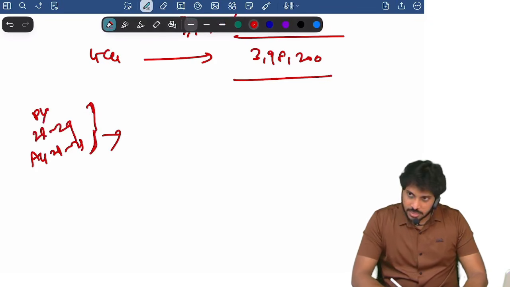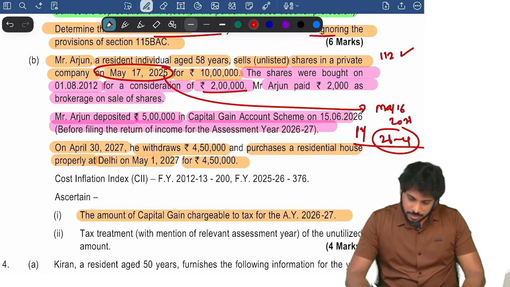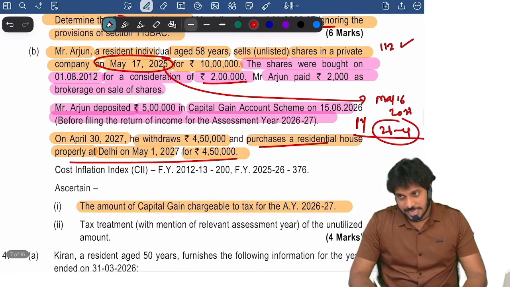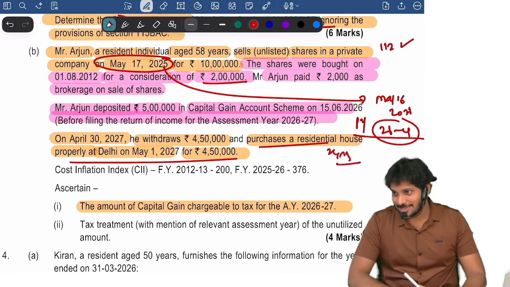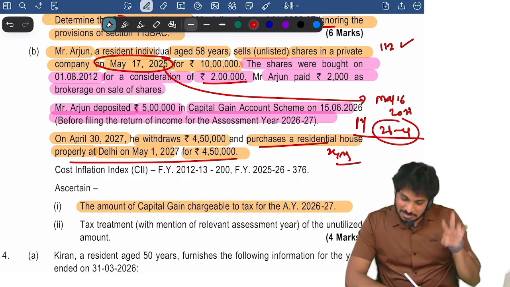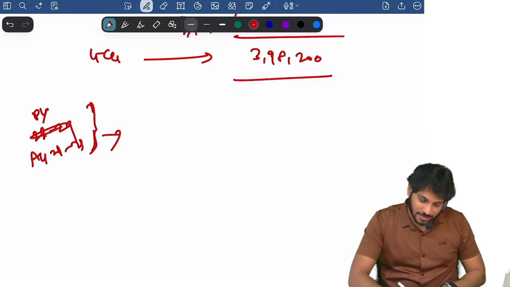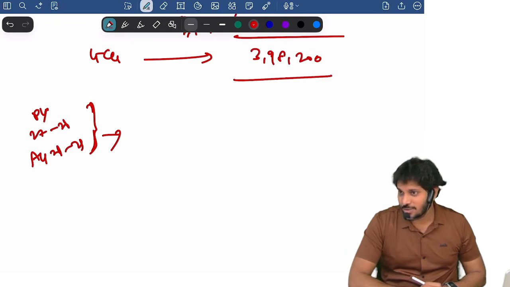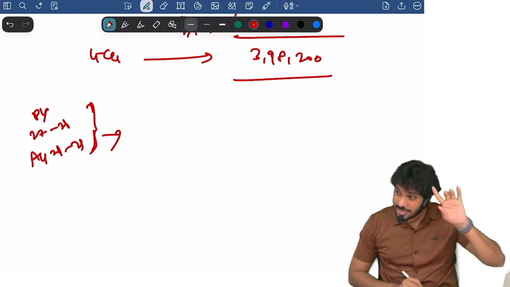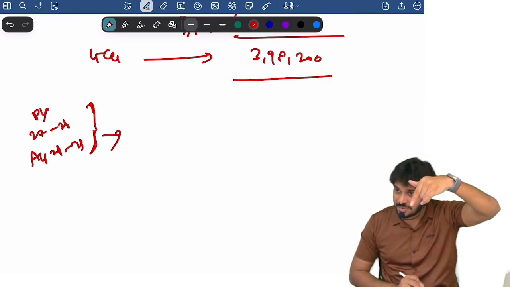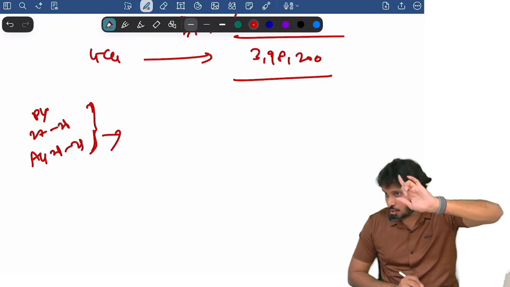Remember, 3 years is the time limit for construction. Yes or no? What he did, he withdrew and purchased a residential house. Okay, he purchased. He didn't construct, which means 2 years is the time limit, which means 26-27. So the taxation will be in the previous year 27-28 only. Because if at all he goes for construction, 28-29 year retaxation will apply. If he goes for purchase, 27-28 year retaxation will apply. Correct?